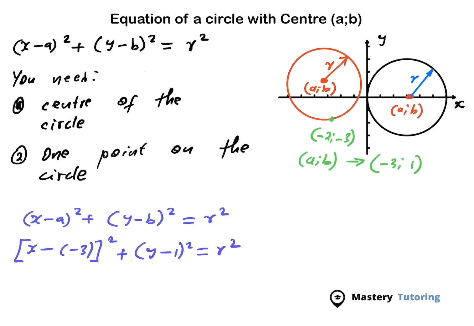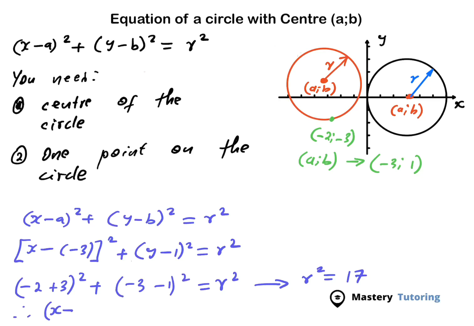Therefore now we're going to substitute the coordinates now of x and y. So at that point, this is going to be -2, and then this minus and minus will become a plus, so it's going to be (-2 + 3)² plus, and then the y now is going to be (-3 - 1)² = r², and then now r² is going to be (-2 + 3)² + (-3 - 1)², and then this amounts to 17.